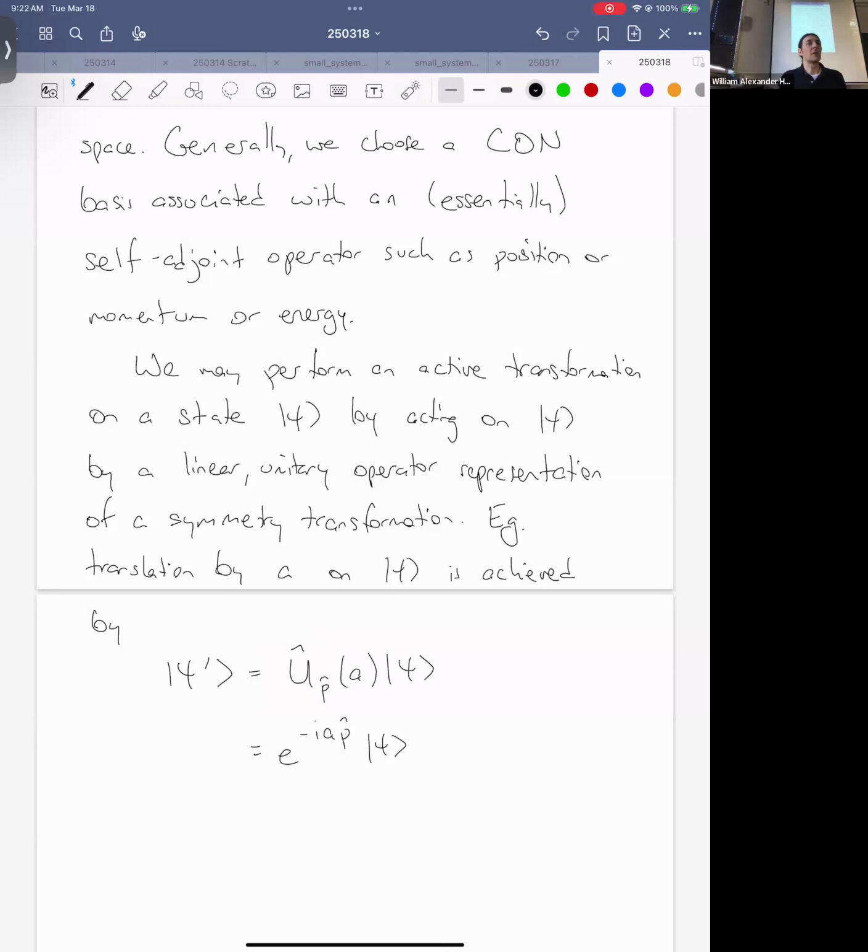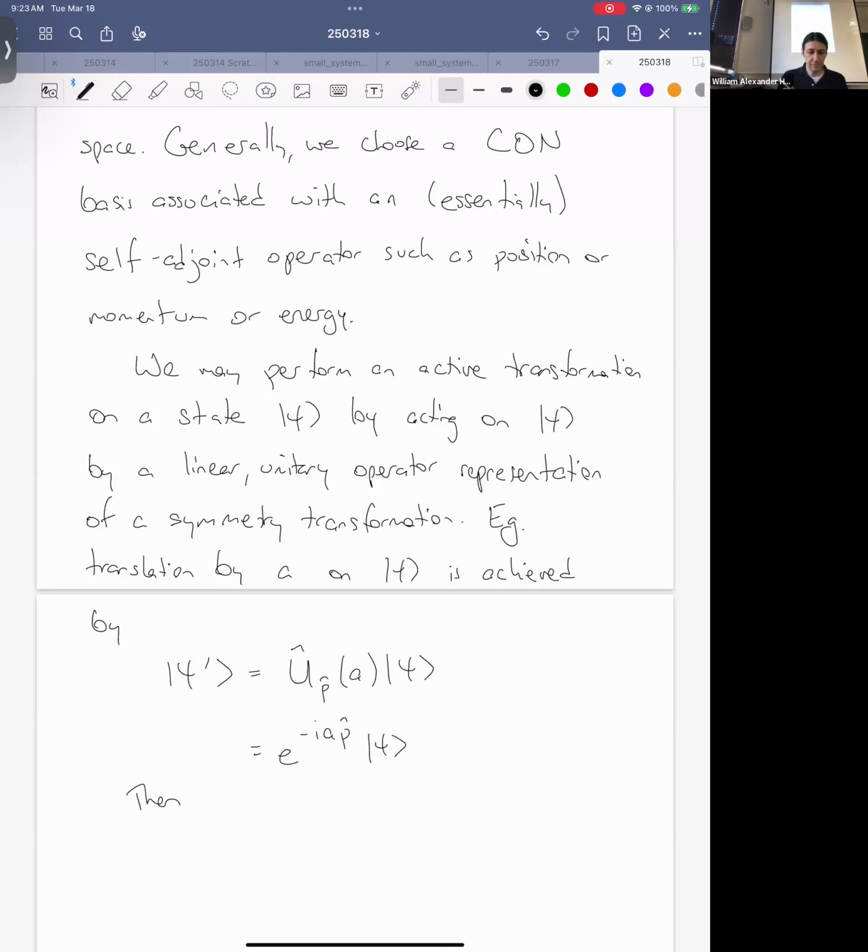And if you wanted to make further progress, you could insert a complete set of momentum eigenstates, for example, and if you had the initial momentum space representation of the state, then you'd be able to do some integrals and explicitly figure out what the translated state is in the old momentum basis.